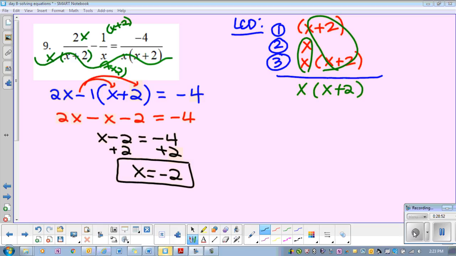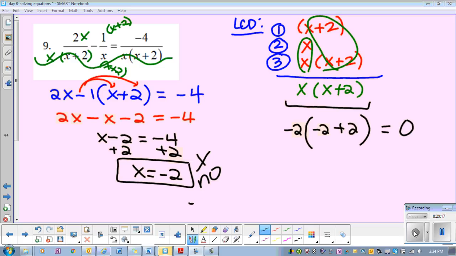Let's see. I gotta plug it into this LCD right here. This is nice because it's pretty easy to plug in. You can plug that whole thing into your calculator. Tell me if you get 0. So when I plug this in, I get a 0, right? So that means this is not a solution. It is extraneous. You could put an X, you could put no, you could put EXT, you can put all of them. Just please show me that you checked.